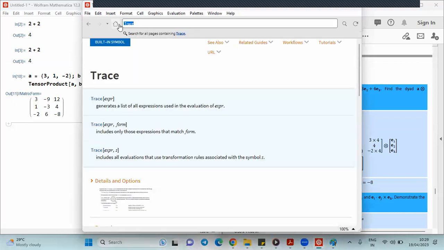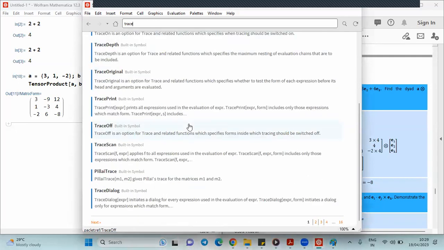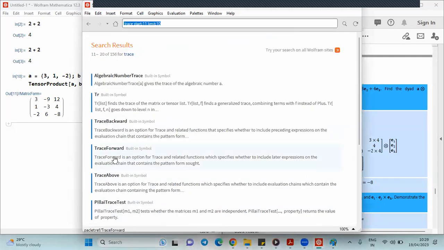Well, no, not that trace. You're searching for trace, so it should give you a bunch of things to look at. This trace here generates a list of all the expressions used in the evaluation of an expression. That's not what we're looking for. We move on, and we move on till we find what we're looking for.